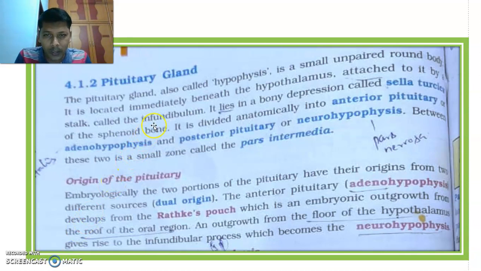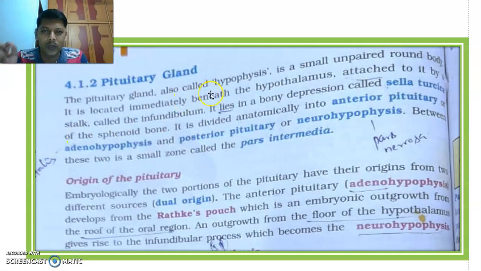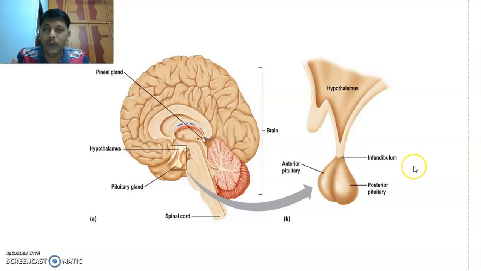Where is it located? That is the first point. It is located immediately beneath the hypothalamus. You can see here, this is the hypothalamus. It is located immediately beneath the hypothalamus, and it is attached to it. The pituitary gland is attached to the hypothalamus by the infundibulum, which is the stalk of the pituitary gland.